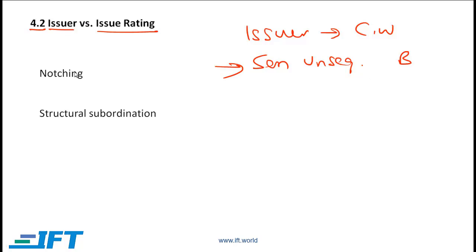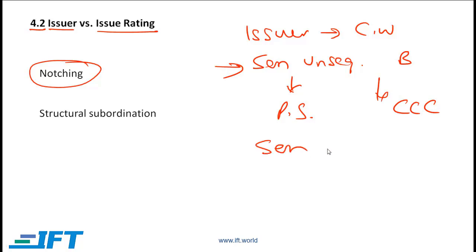Now, many credit rating agencies do something called notching, which means that if we have debt that, for example, is below senior unsecured, so the curriculum gives an example of preferred stock, and this has a credit rating of CCC. So this is notched down. On the other hand, we might have senior secured. So this would have a rating that is slightly better than B. So that is notched up.